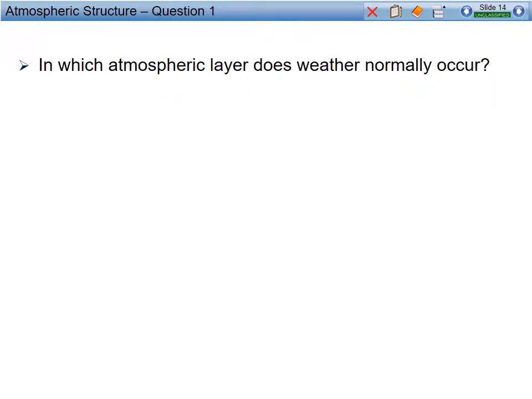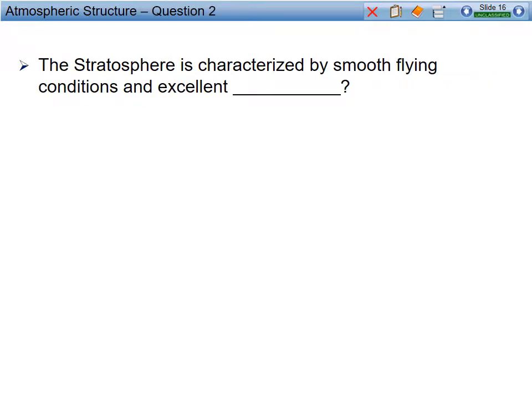In which atmospheric layer does weather normally occur? The troposphere. The stratosphere is characterized by smooth flying conditions and excellent visibility.